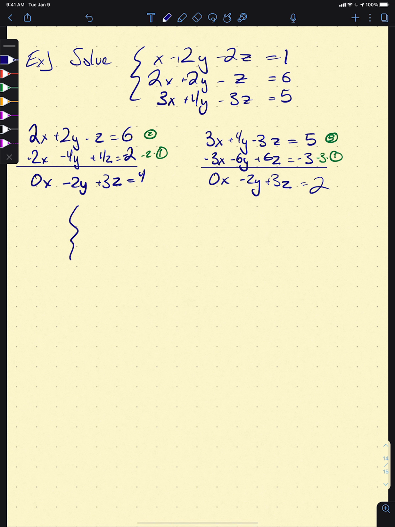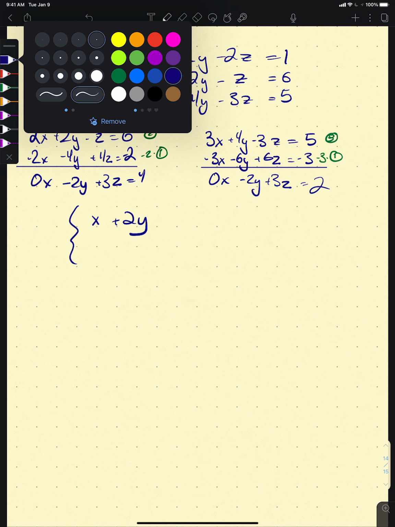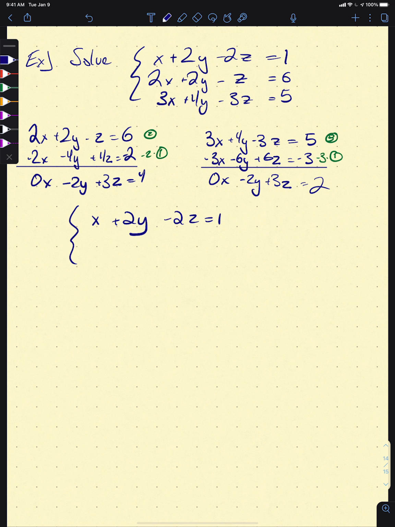So here's what we're going to get, right? Copying this down, x, I'm going to have plus 2y. I'm going to go up here and fix that because that doesn't look like a very good plus. Minus 2z equals 1. Here we're going to have minus 2y plus 3z equals 4. Minus 2y plus 3z equals 2. Okay. And here I immediately see a problem. And that is what happens when we try to reduce this, right?